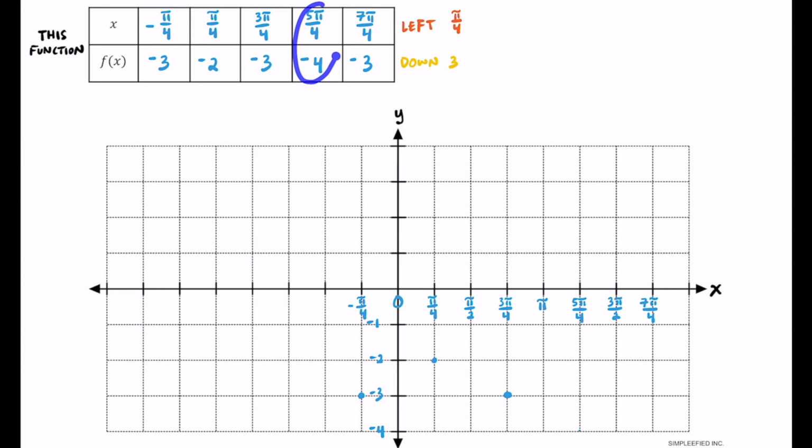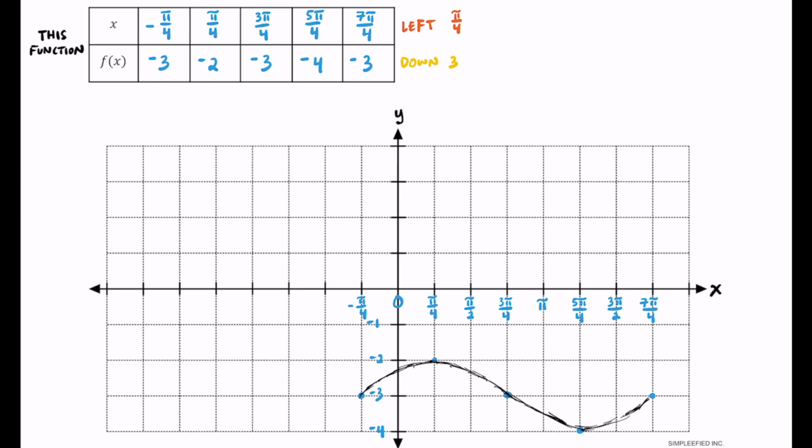Then we have 5 pi over 4 comma negative 4. That's going to be all the way down here, right on the edge of my graph. And then we have 7 pi over 4 comma negative 3, and that's going to come up a little bit here. Sketching this out, looks like we're going to be coming up, and then we're going to come down, and then we're going to come back up. This right here would just be one full period for this sine function.